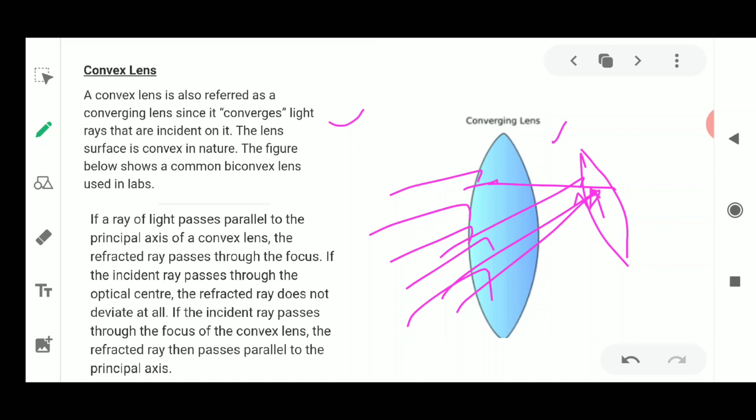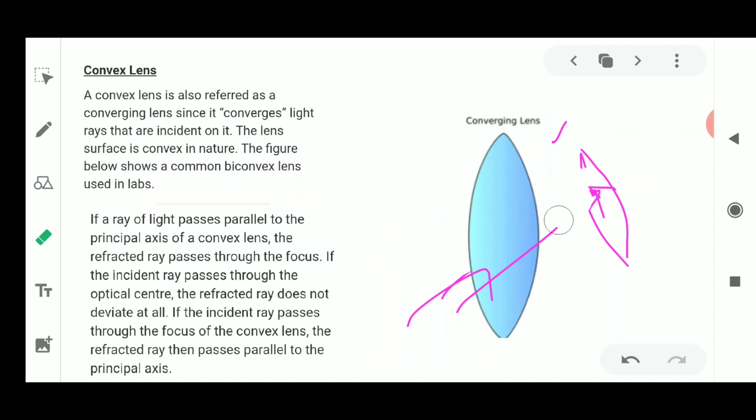The surface of this lens is always convex in nature. Convex means it is bulged outwards. So the figure shown here is a diagram of a biconvex lens which is used in the lab. Okay, now why is this biconvex? Bi means two.